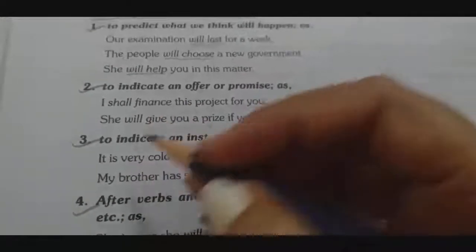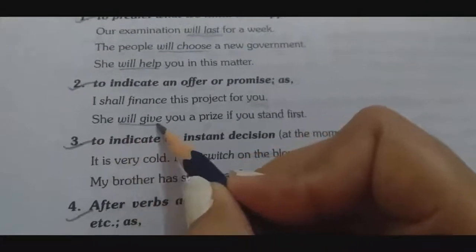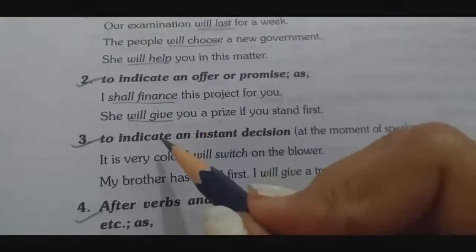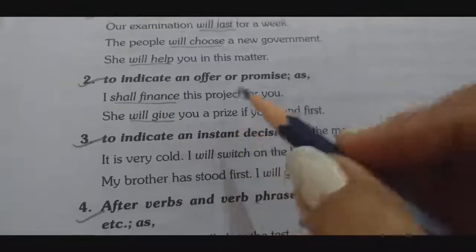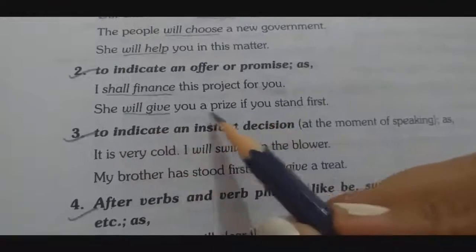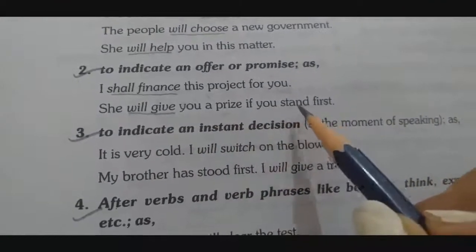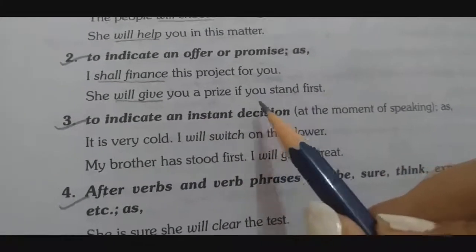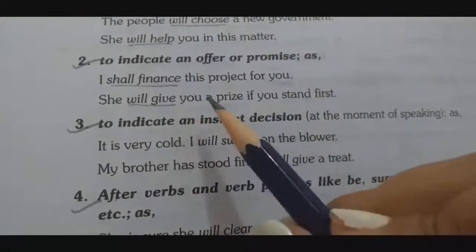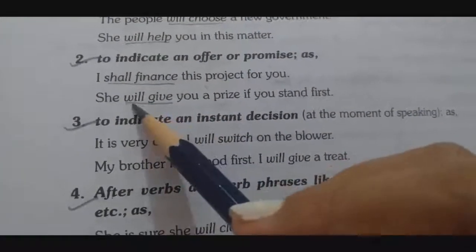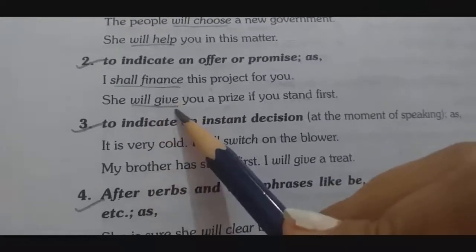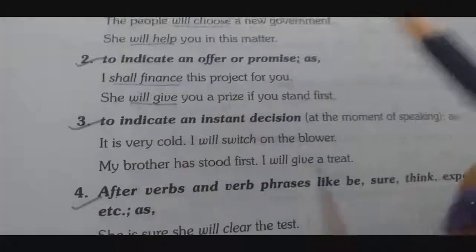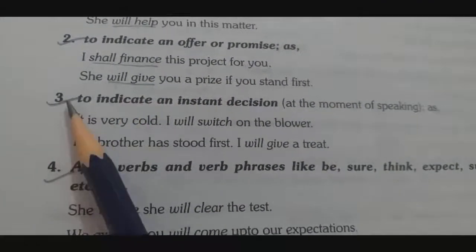So here, "will give" and "shall finance" indicate simple future tense. Why is it simple future tense? Because she will give you a prize if you stand first. So now the thing is that you have to study hard and appear for your exam. When the result comes, then only you will be given a prize. So this sentence is indicating a future tense. "Will" is used for future. Clear, all of you?